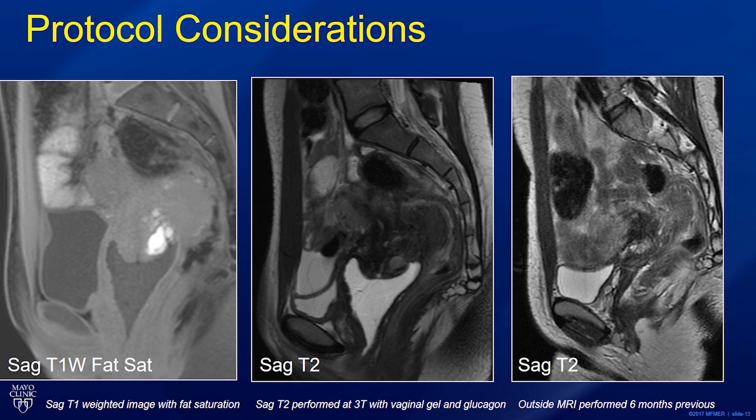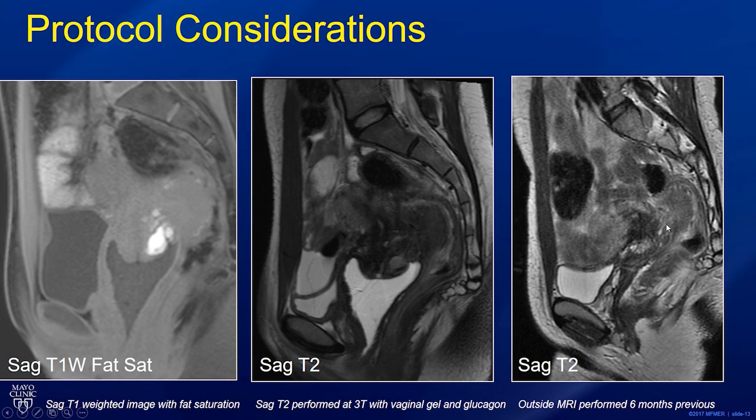You can see the images in the center of the screen and towards the left from a dedicated protocol using vaginal gel and glucagon. To the far right-hand side of the screen, you see the same example in this patient here with bowel invasive disease. So this lesion here is large, involving the rectum and the uterosacral ligaments at the torus uterinus with fibrosis and hemorrhagic tracts extending into the cervix.